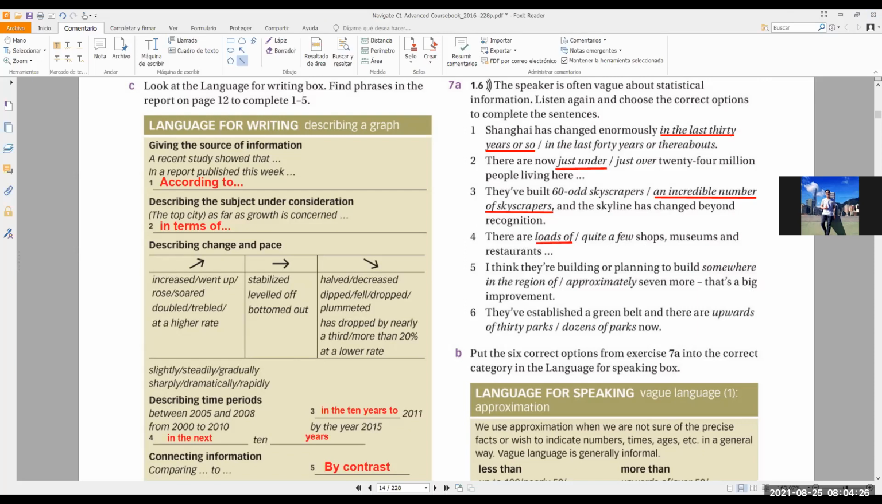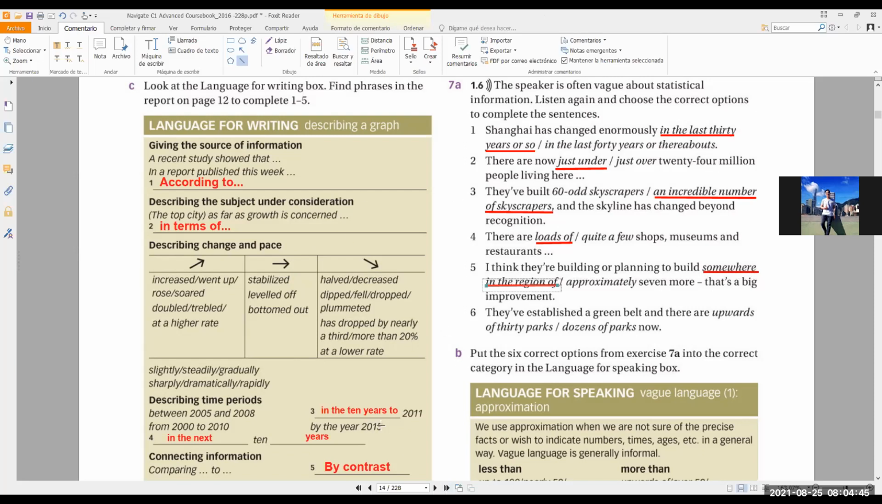Number 5, guys. I think they're building or planning to build somewhere in the region. Somewhere in the region. Absolutely right, guys. Somewhere in the region, 7 more.